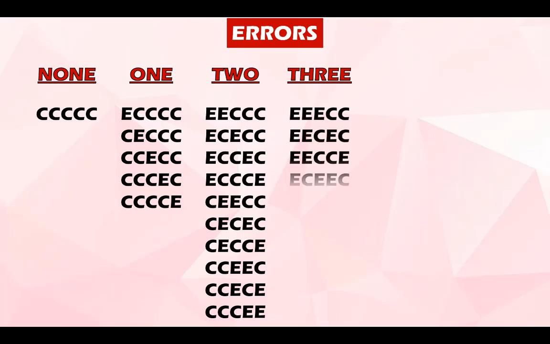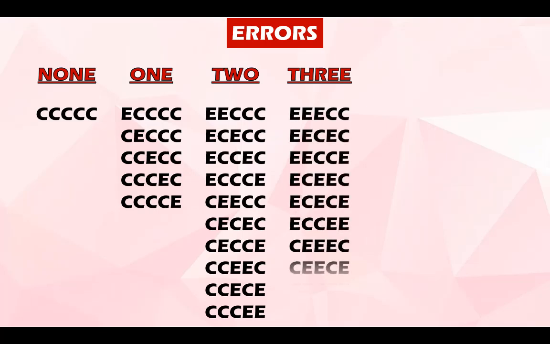And here are the 10 ways that the cashier could make 3 errors, because it depends on when they make those 3. Is it the first 3? Is it the last 3? Is it the 3 in the middle? Or some other arrangement? It's also possible that the cashier made 4 errors.